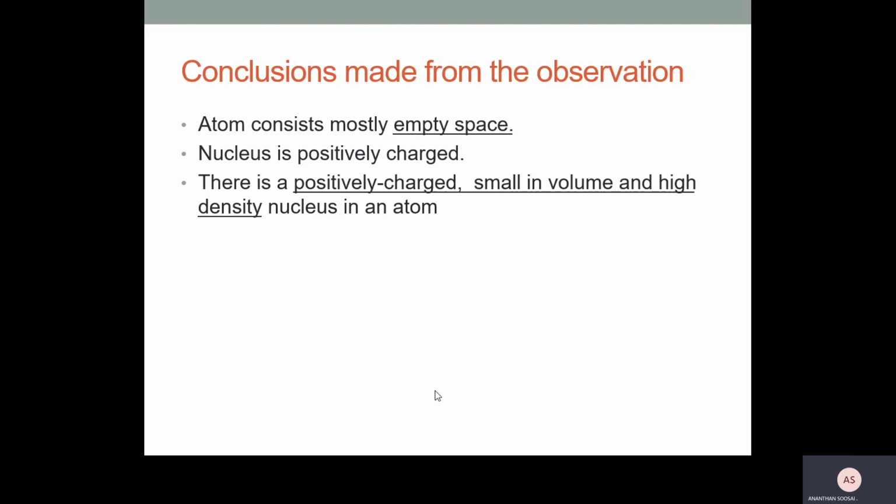The majority passes through the atom, Rutherford. What is the conclusion? The atom consists of lots of free space. A small portion, more or less 1%, deflected more than 90 degrees. What is the conclusion made? There is a small region which is very massive and positively charged, called the nucleus, discovered.